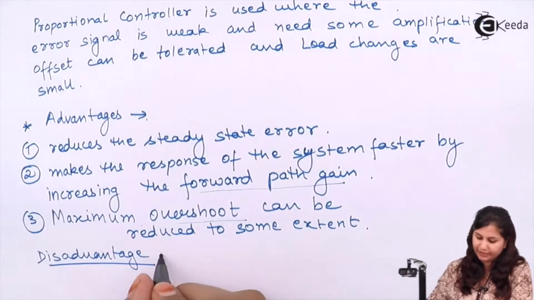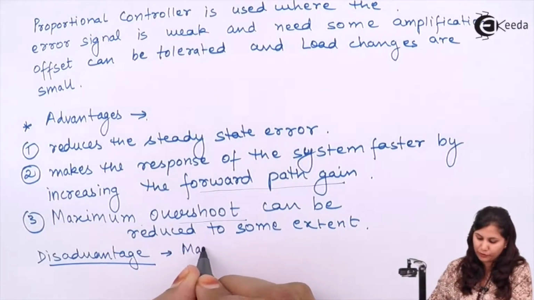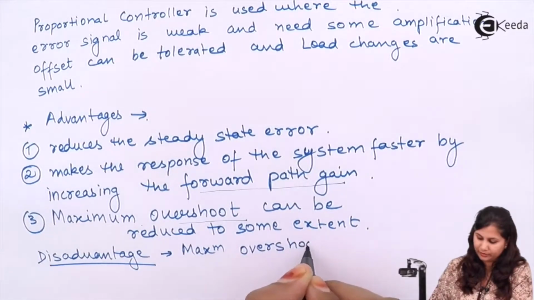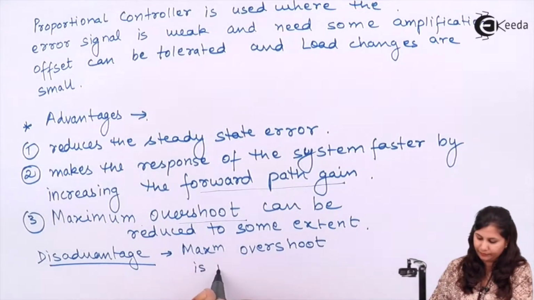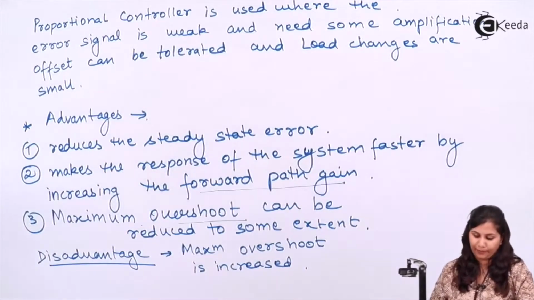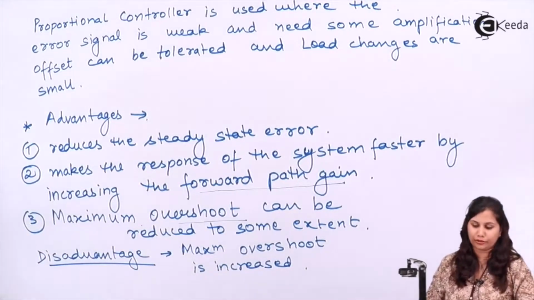So the disadvantage is that the maximum overshoot is increased when forward path gain is increased. So these are the advantages and disadvantages of proportional controller.